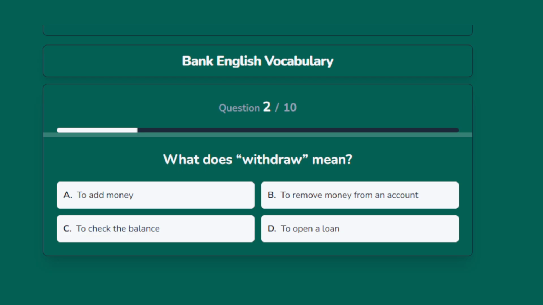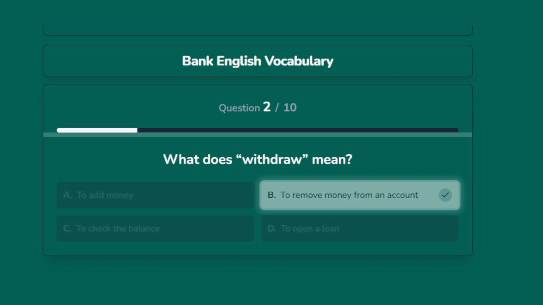What does withdraw mean? Options are A. To add money, B. To remove money from an account, C. To check the balance, D. To open a loan. The correct answer is to remove money from an account.